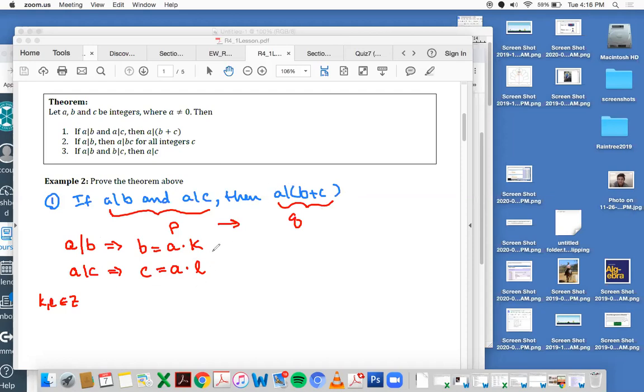Now to prove the conclusion, I'm trying to see if a divides b plus c. Let's use these premises together and add them, because that way I get b plus c. If I add the two equations, then b plus c equals ak plus al, which is a times (k plus l). Does a divide b plus c? Yes, because k plus l is an integer. Since I can write this number as a times an integer, a divides b plus c. That's the end of the proof.